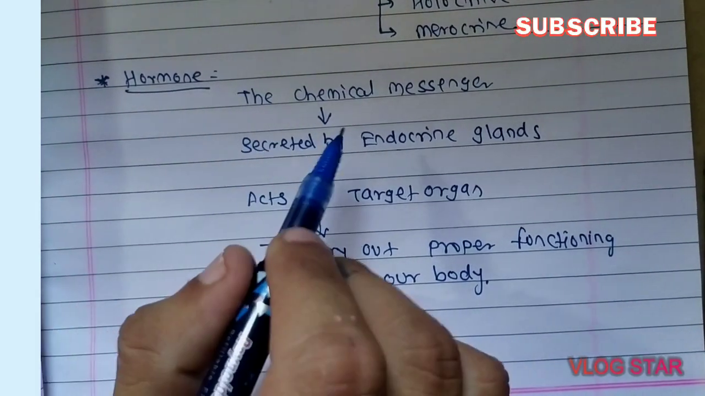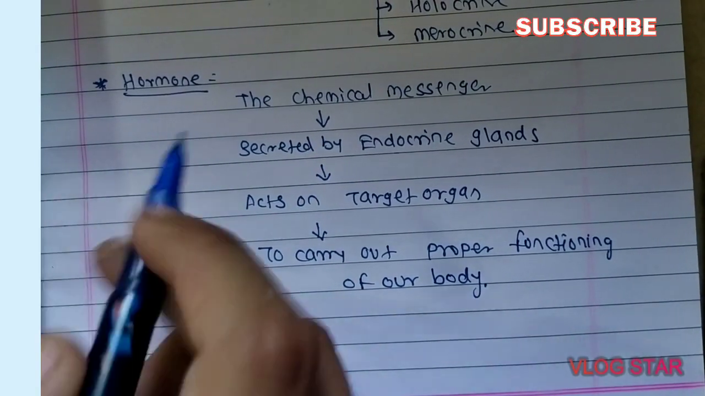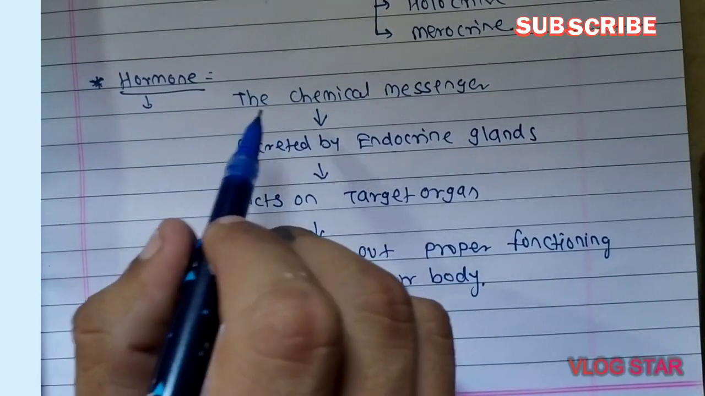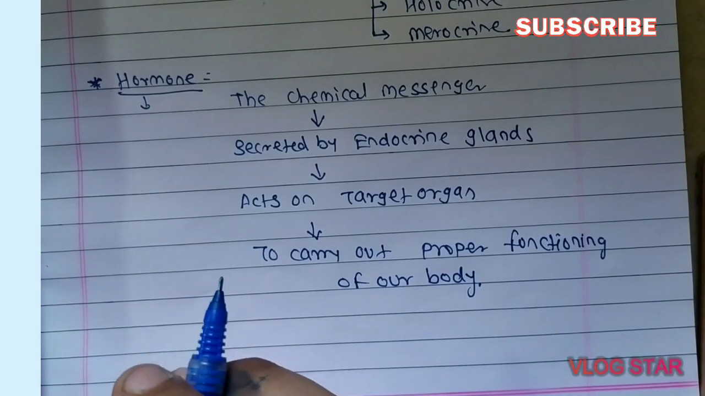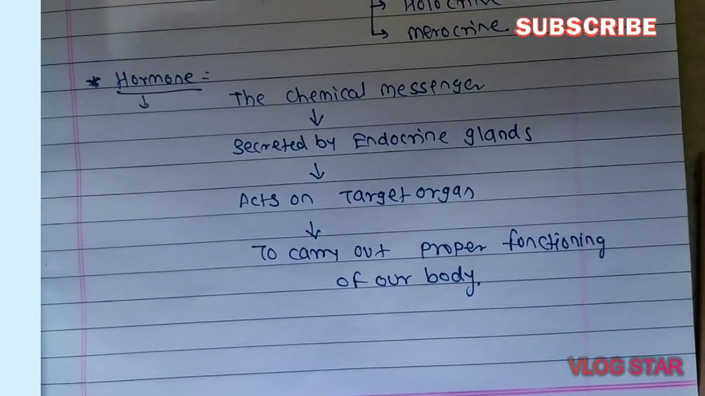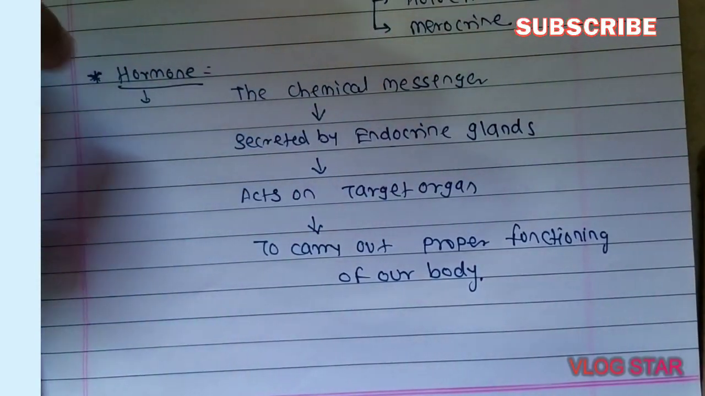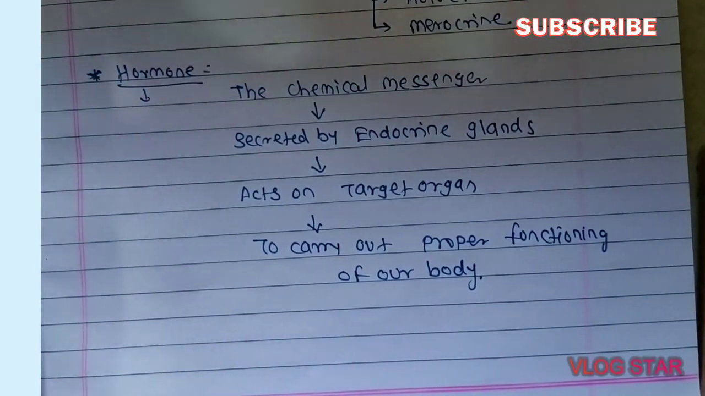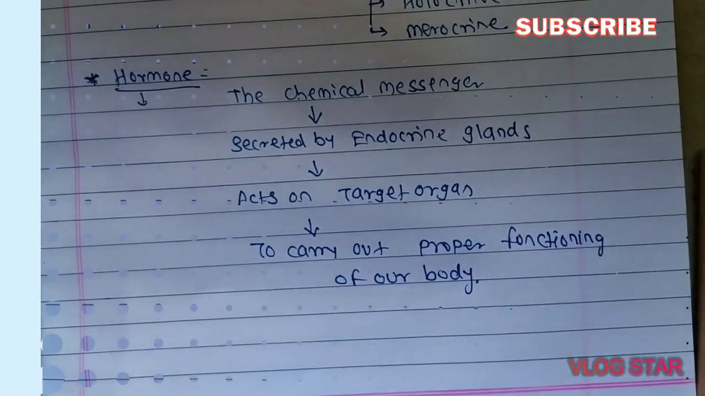They are chemical messengers: they convey the message, and they are usually chemicals. Their function is to convey the message, to act on the target organ and give it a chemical message. So hormones are chemical messengers secreted by endocrine glands, which go and act on target organs and carry out the proper functioning of our body.